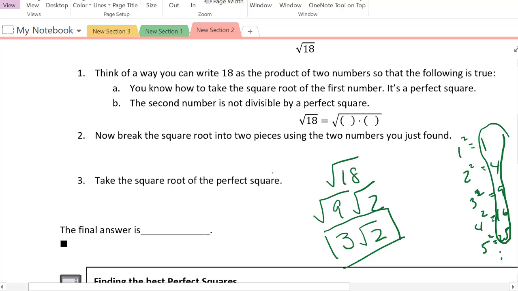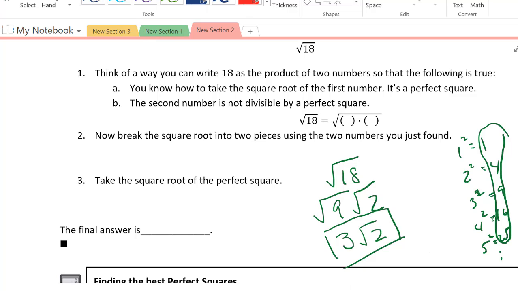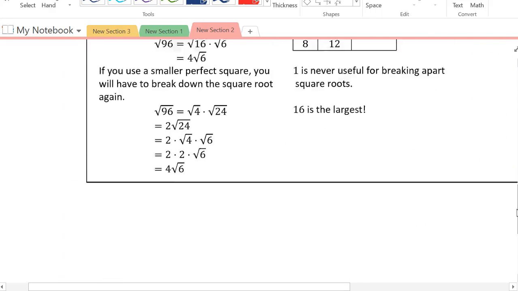Technically, you might want to say that that is radical 6 times radical 3, because 6 times 3 is 18. But what's the problem with 6 times 3? Well, 6 is not a perfect square, and 3 is not a perfect square. So you cannot use 6 and 3. That's why we got to use 9 and 2, because 9 is a perfect square. So we'll look at some more examples in a few minutes.